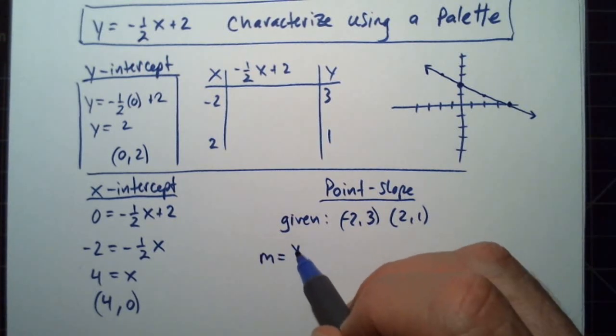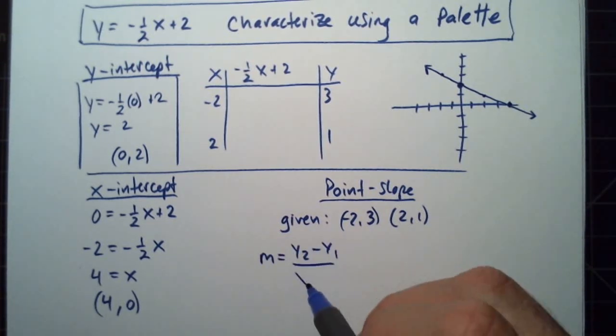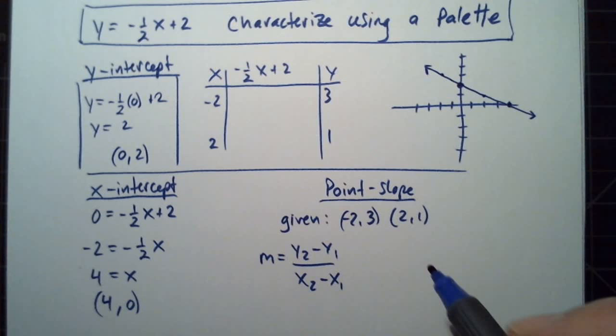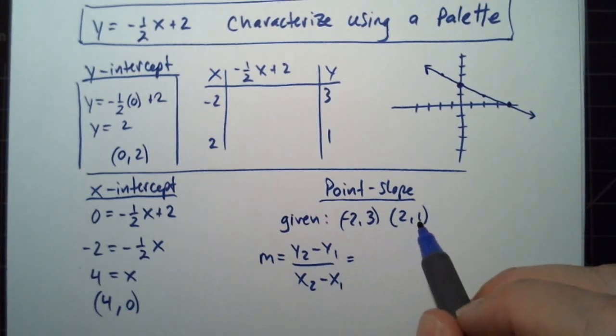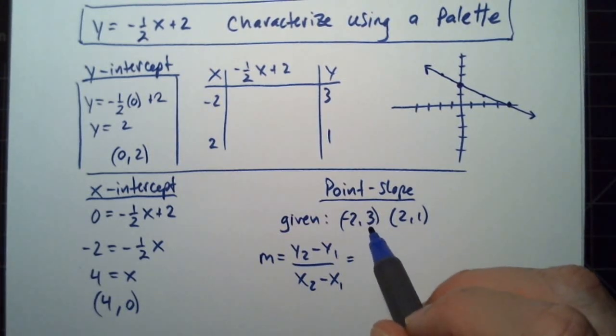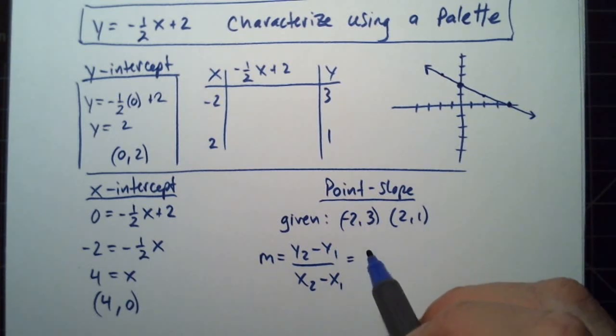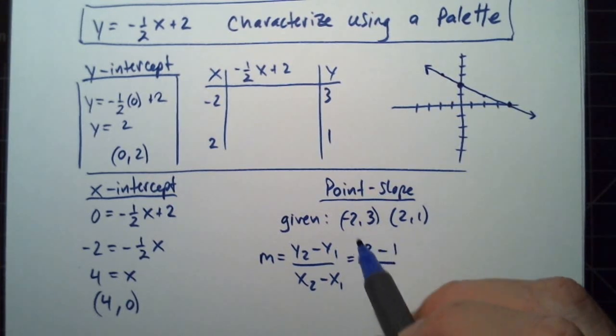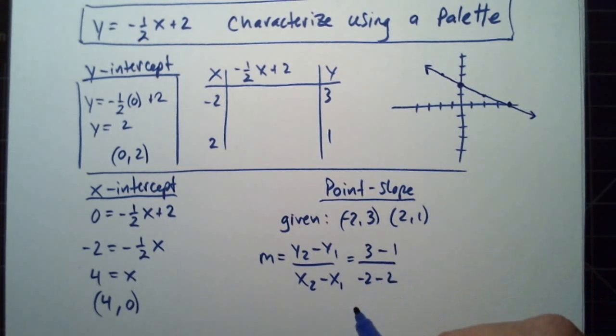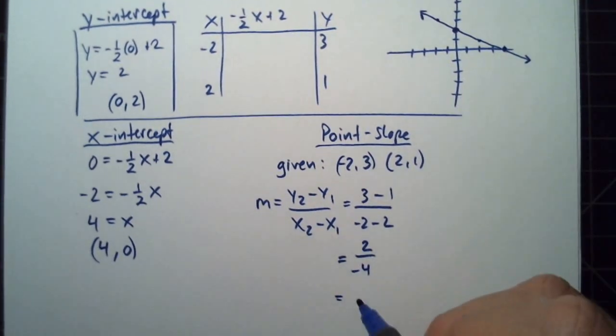The slope is y2 minus y1 over x2 minus x1. Here it doesn't matter if we call this y2 or y1, so we can say 3 minus 1 for the y values, and then negative 2 minus 2. So that gives us 2 over negative 4, which is negative 1/2.